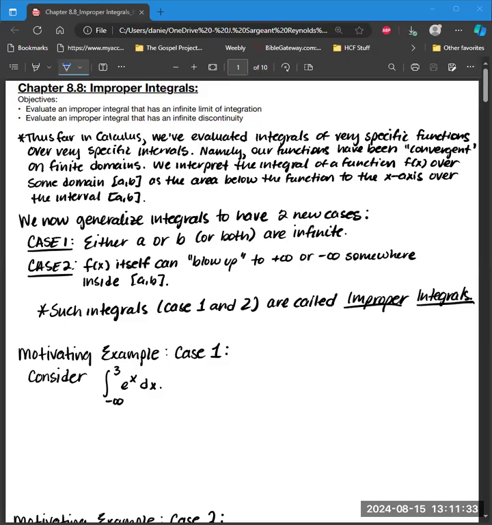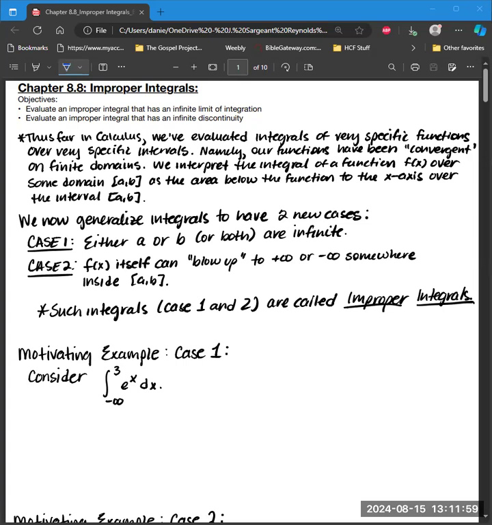In this video, we're going to talk about 8.8 improper integrals. Our objectives will be to evaluate an improper integral that has an infinite limit of integration, and our second objective will be to evaluate an improper integral that has an infinite discontinuity, meaning that it approaches a vertical asymptote. So far in calculus, we've evaluated integrals of very specific functions over very specific intervals.